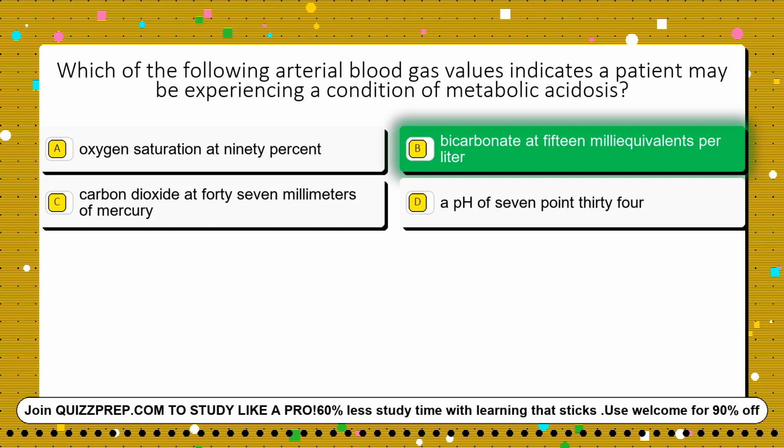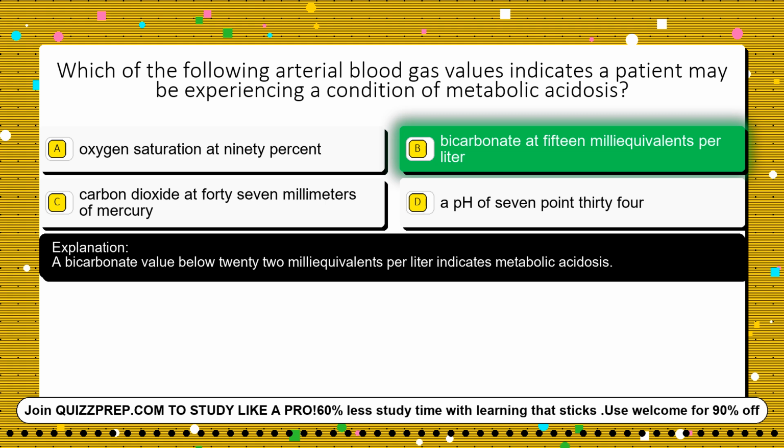The correct answer is option B, bicarbonate at 15 milliequivalents per liter. A bicarbonate value below 22 milliequivalents per liter indicates metabolic acidosis.